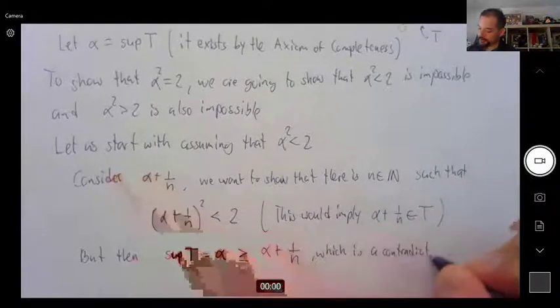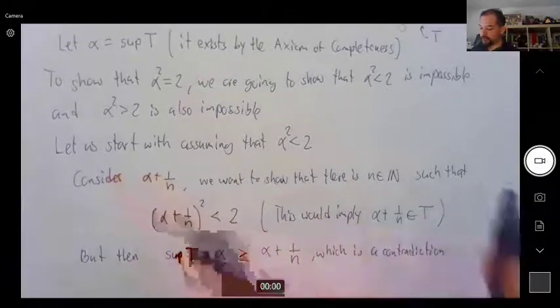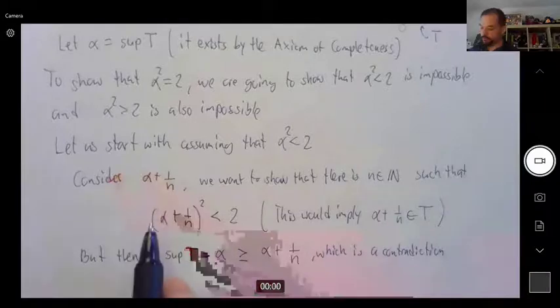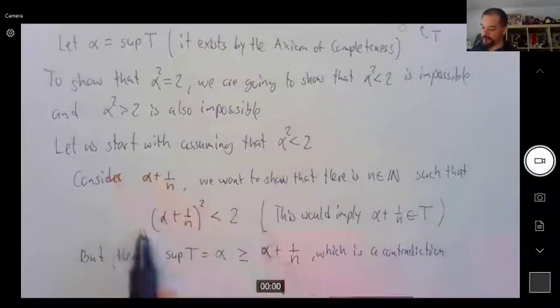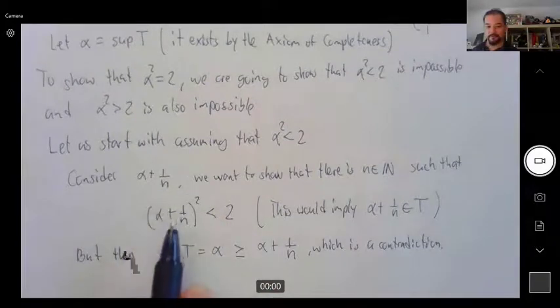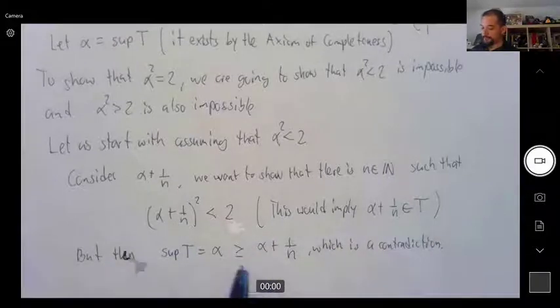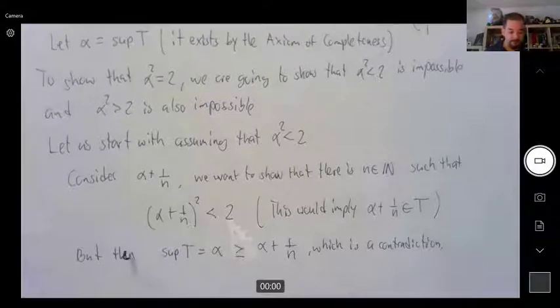So I just outlined the path we should follow. Essentially, all we need to do now is to see if we can find an n that makes this happen. Can we find an n that makes this happen? That's all we need to do. Because if we do, then this number would belong to t, and then the supremum is bigger than that number, and this is obviously wrong. That's the idea.